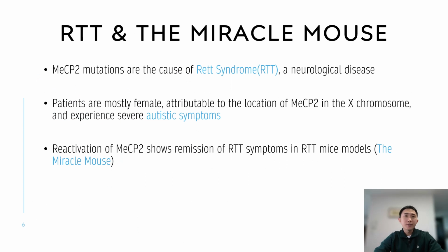If MeCP2 is such an important protein, what disease is associated with it? It was discovered that MeCP2 mutations are responsible for Rett syndrome. Rett syndrome is a neurological disorder, mostly occurring in female patients, attributable to the fact that MeCP2 is X-linked. Patients show severe autistic symptoms. However, it was demonstrated that reactivation of MeCP2 reverses Rett syndrome-like symptoms in mice models. This is a surprising result, and thus it was called the miracle mouse.